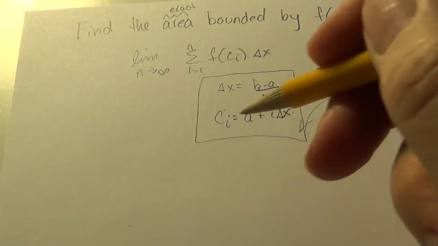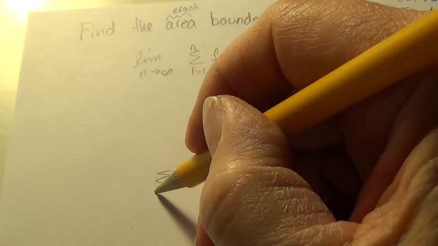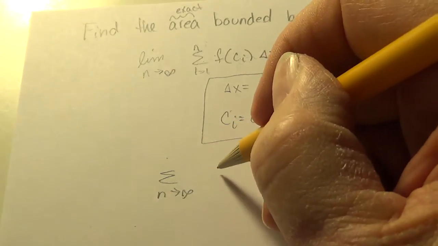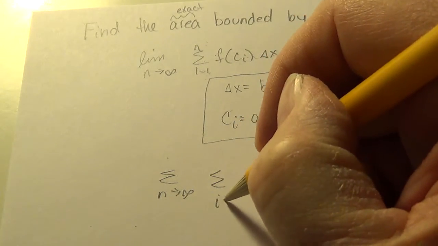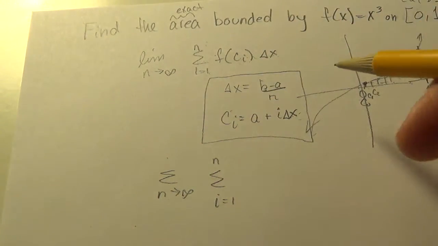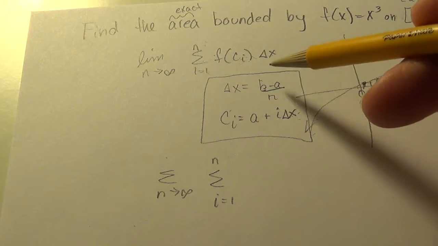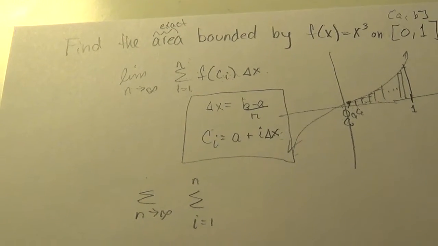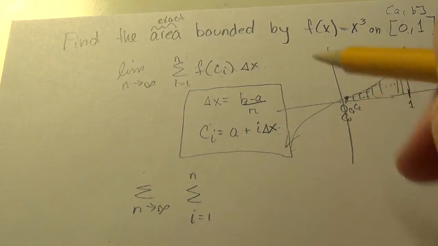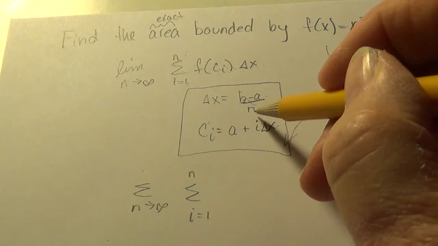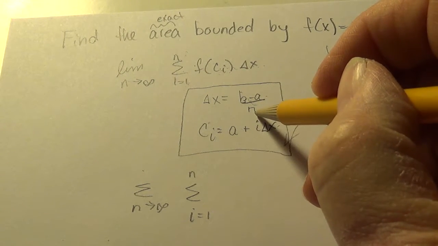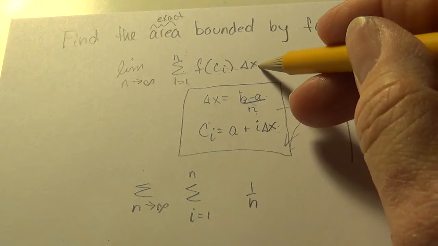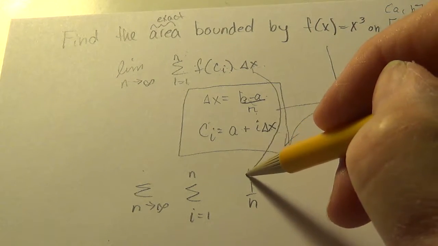Now let's actually do this particular one. The limit as n goes to infinity of the summation, i goes from 1 to n. And what is our change of x? Well, b minus a, b is 1, a is 0, so we're going to have 1 minus 0 over n. So our change of x is 1 over n. So this part is taken care of right there.